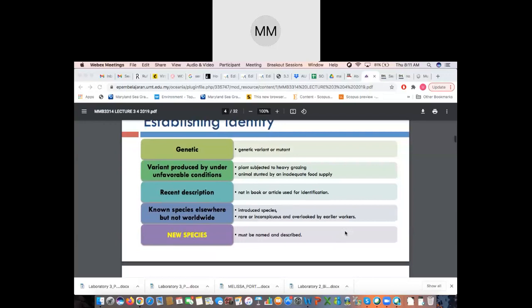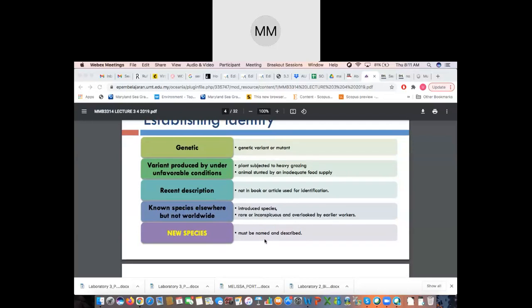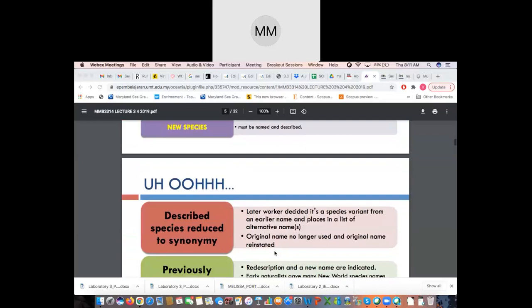And of course, if you establish all the different aspects you have to look at in a species' identity, and you realize that it's not a new record, then you have definitely found a new species. Your work is then to name and describe this new species to the best possible detail.